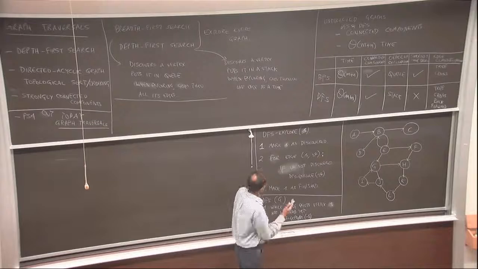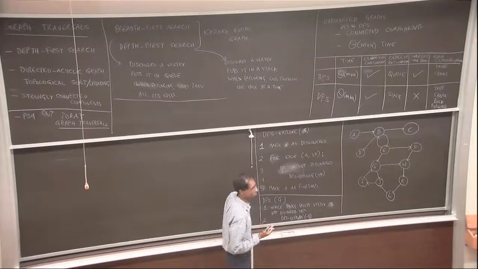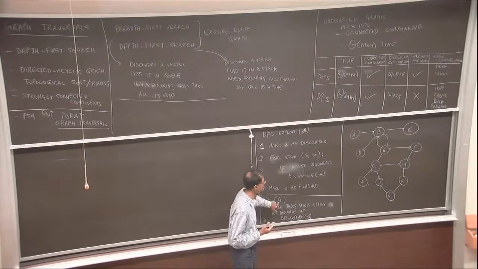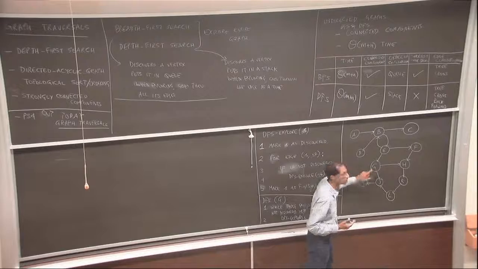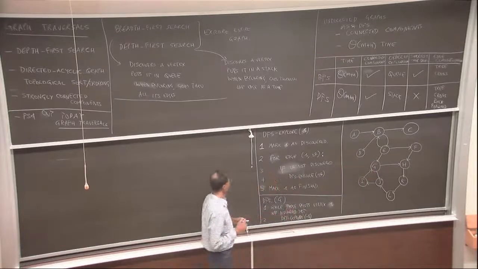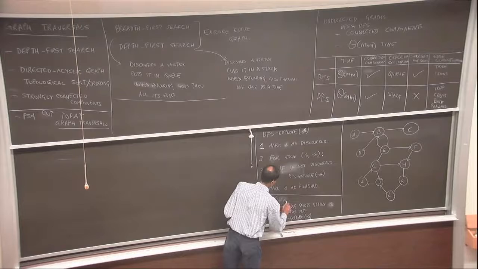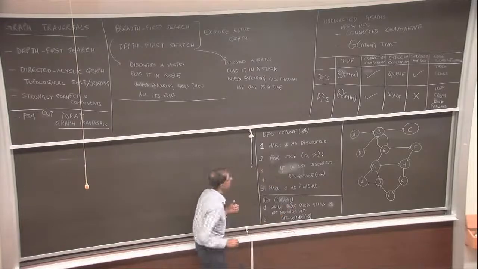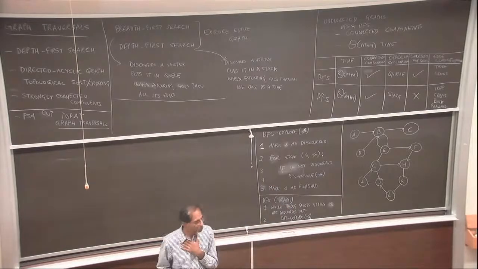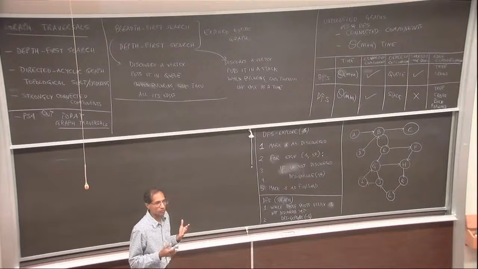So let's run this. We're going to do DFS G. When I say G here, by the way, it's the graph, not this vertex G. Good. So let's start. Let's pick a vertex on which we're going to run.